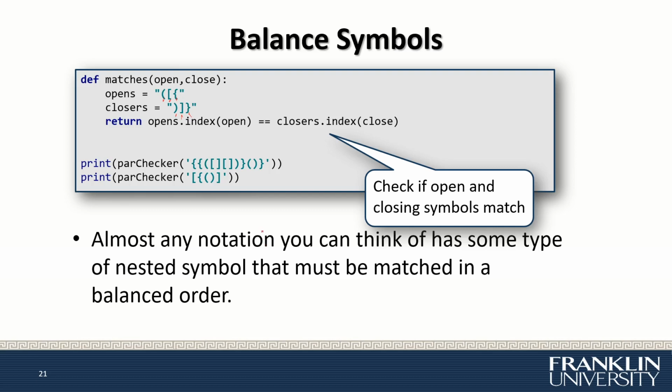In other words, almost any notation you can think of has some type of nested symbol. You can use this balance check. For example, the string quote, single quote, double quote, and triple quote. They have to come in pairs. If they don't, it's a syntax error. And this can be used to check the syntax, whether you have matching symbols.